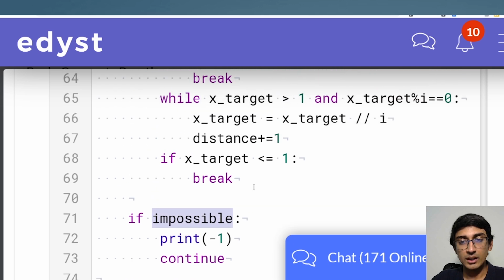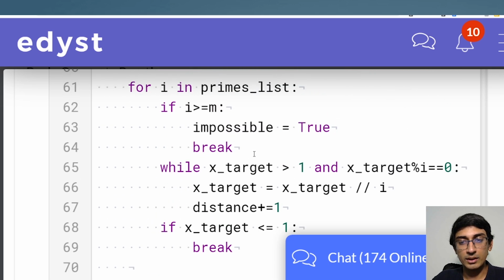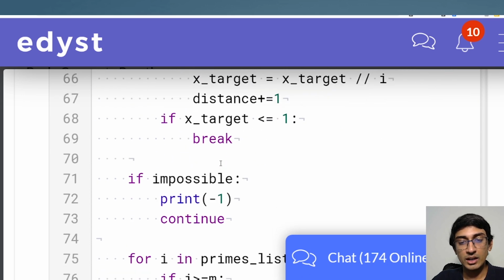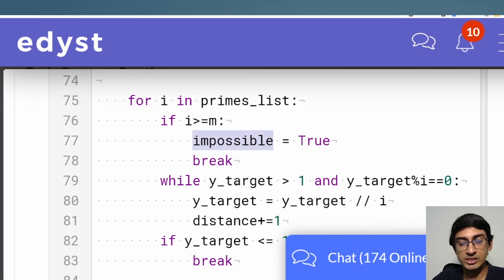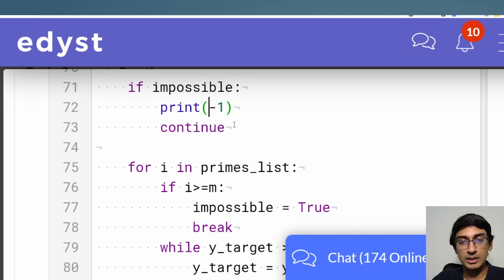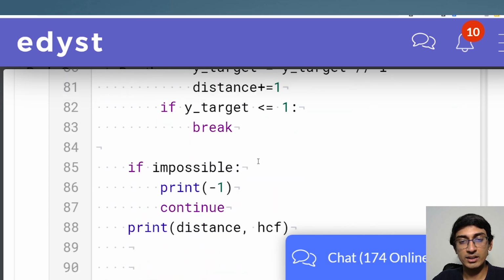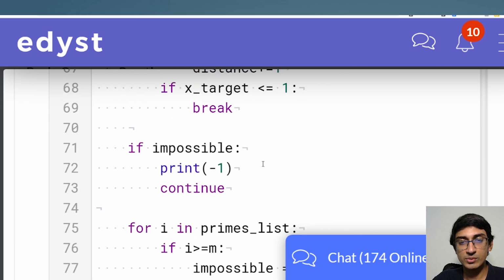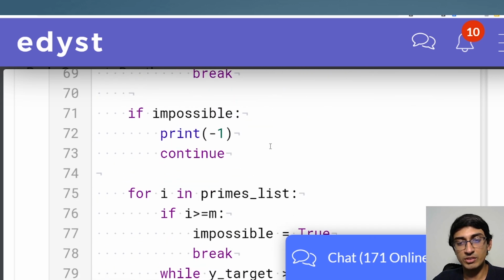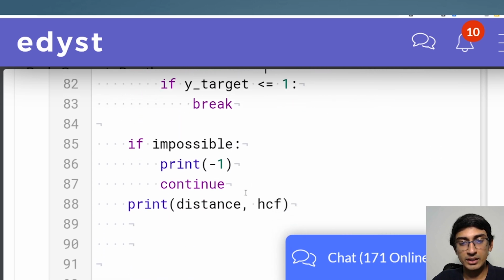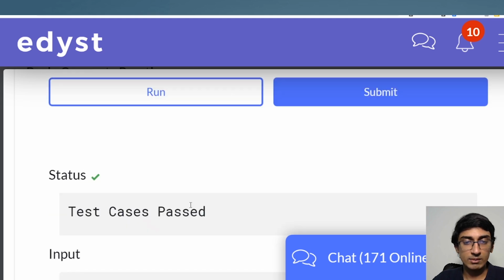If I get a prime number which is greater than or equal to m, I'm marking it as impossible. Similarly, if I get a prime factor of y which is greater than or equal to m, I'm marking it as impossible. In any case, if it's impossible here or here, I'm printing -1 and continuing. Otherwise, I'm just adding both those distances. So I added the distance here, and to that distance variable itself I'm adding the distance here, and then I'm printing the distance and the HCF for that. Otherwise, I would have already printed -1 and continued. So really, it's a simple maths question, and this was a 100-mark question.